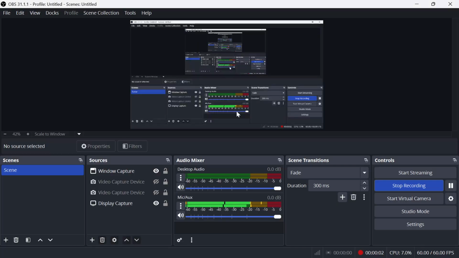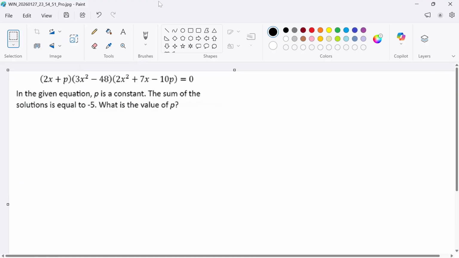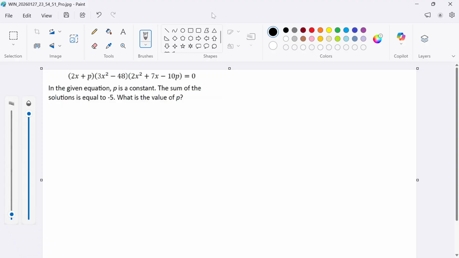This is a digital SAT question about the sum of the solutions to a polynomial. In the given equation, p is a constant. The sum of the solutions is equal to -5. What is the value of p? Well, here's a formula you can remember.